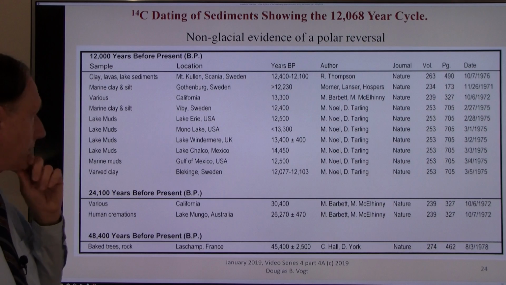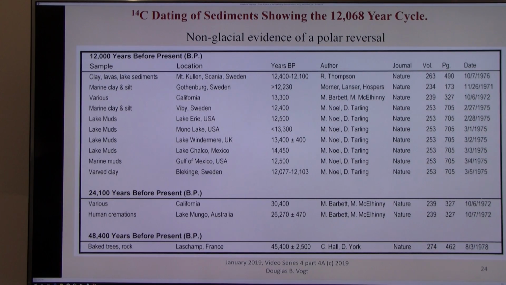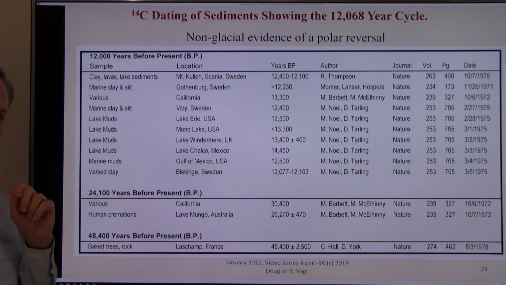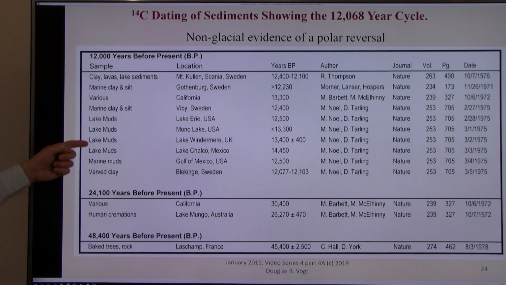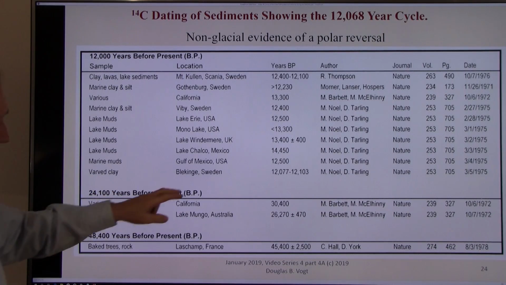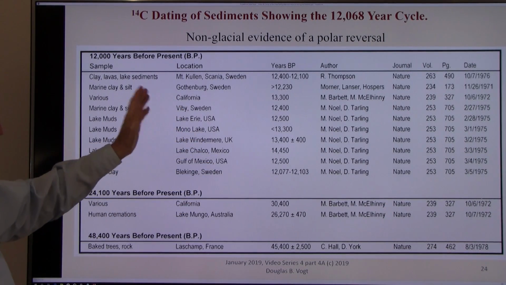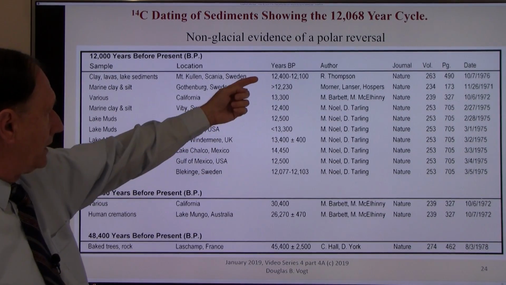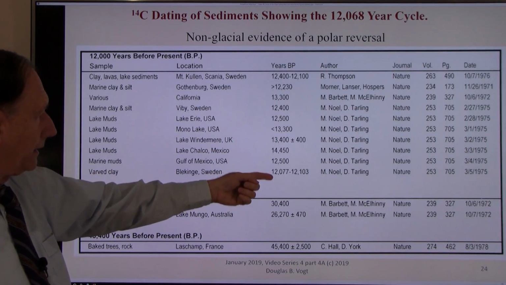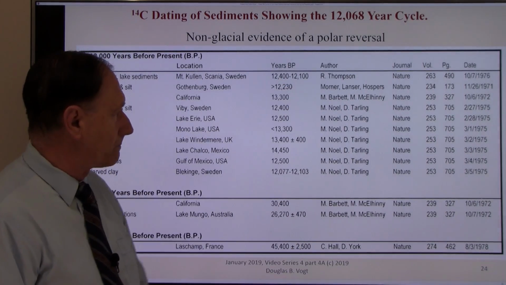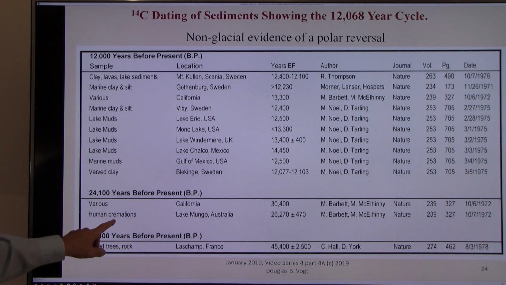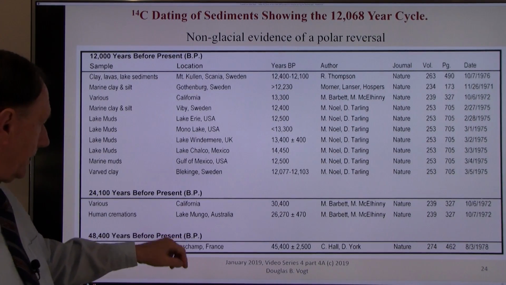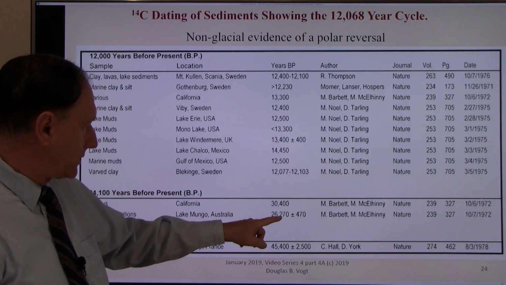Non-glacial evidence of a polar reversal. This was clays and mud, lake mud, that has organic material in it they can wind up doing something with. And again, most of it's in the United States, but this one was Sweden. Marine clays, muds, various clays from Sweden, Mexico, UK, basically good Western Hemisphere stuff. Again, all around that area. And there's the references for you. Here's 2 cycles back. Human cremations, Lake Mungo, Australia, 26,000 plus or minus.